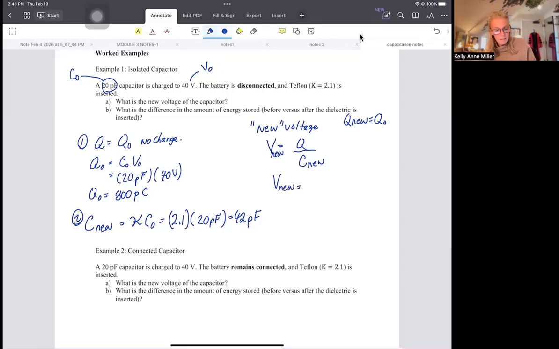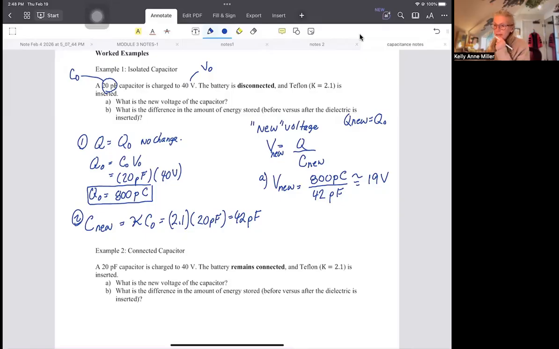Now I know that, and then I can easily calculate V new. It's just going to be this, right? Because that doesn't change. 800 picocoulombs divided by 42 picofarads. Okay, and that should equal approximately 19 volts. So that's basically part A.